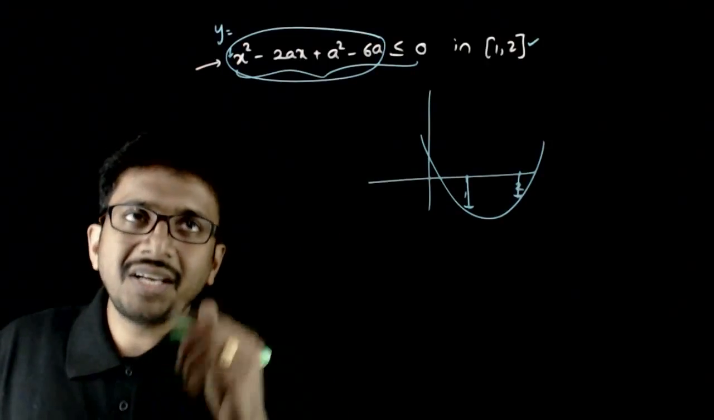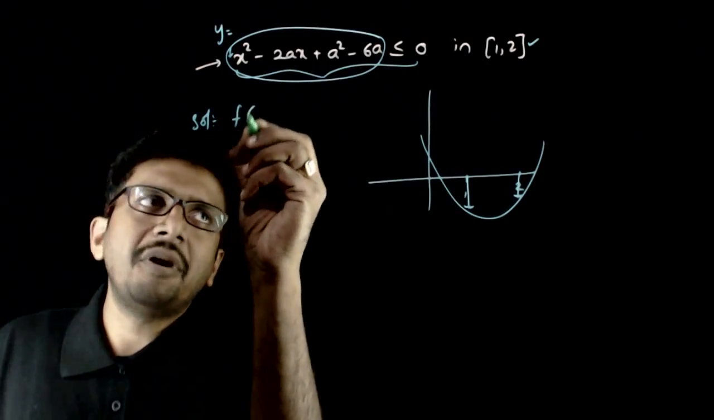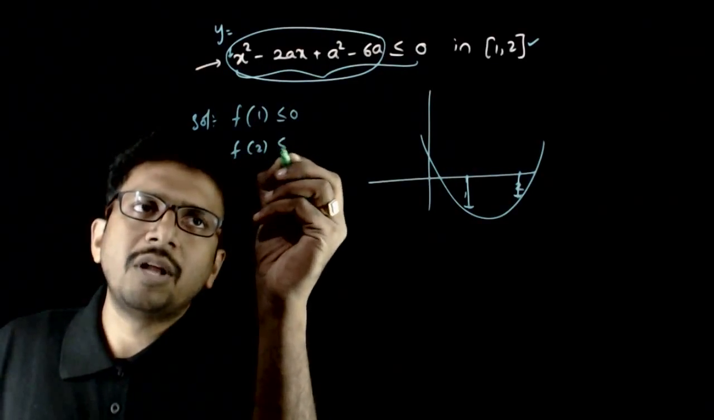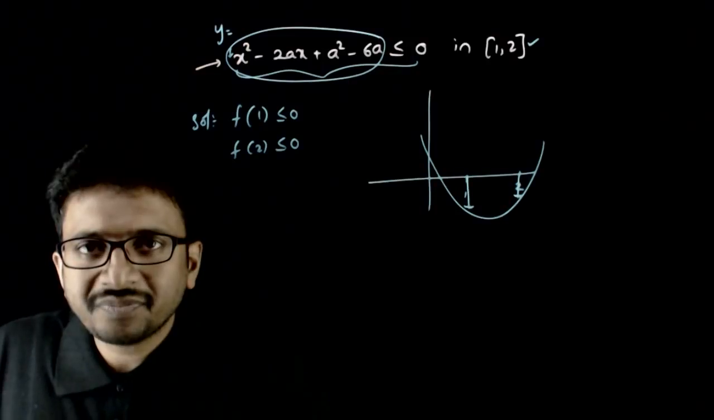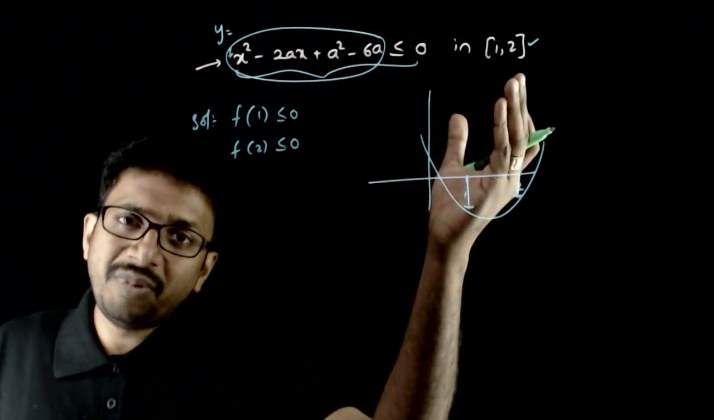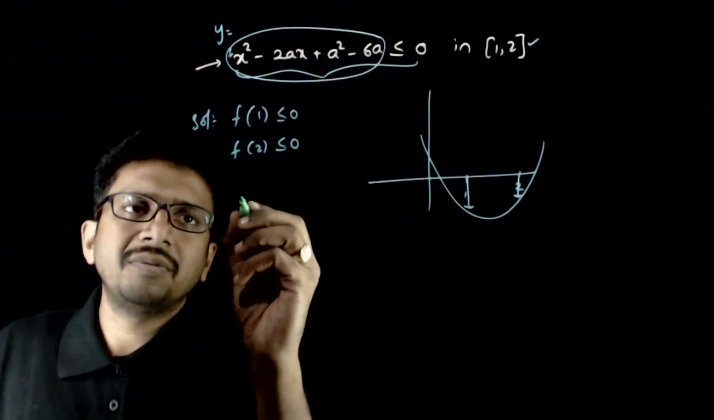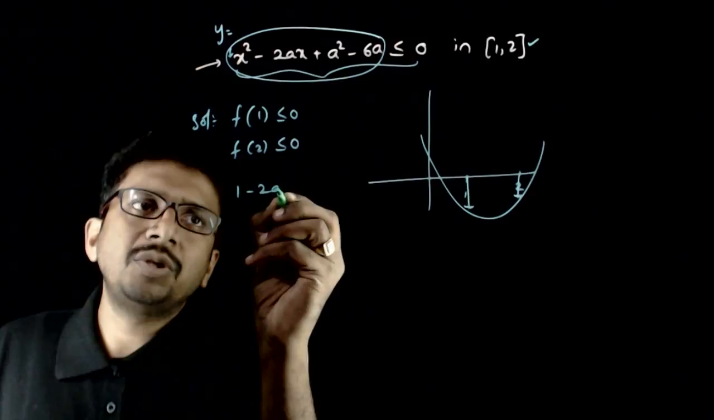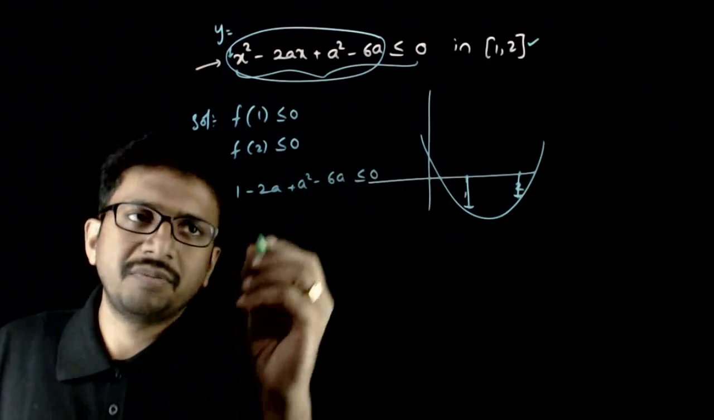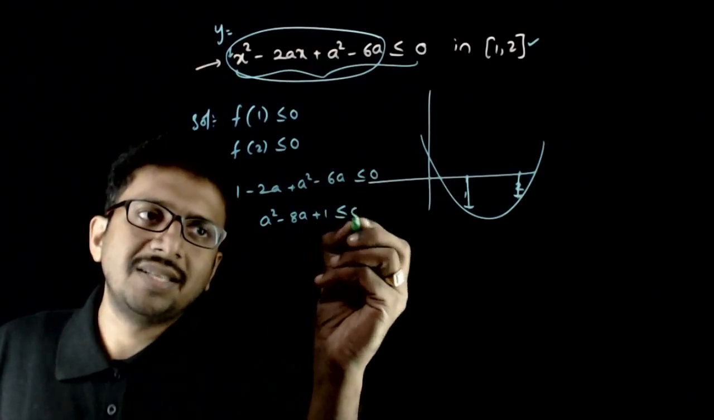So what is the condition that I need to apply? The condition is f of 1 should be less than or equal to 0 and f of 2 should also be less than or equal to 0. If these two conditions are valid, then between 1 and 2 the function will be negative. So what is f of 1 less than 0? 1 minus 2a plus a square minus 6a less than or equal to 0. That is, a square minus 8a plus 1 is less than or equal to 0.